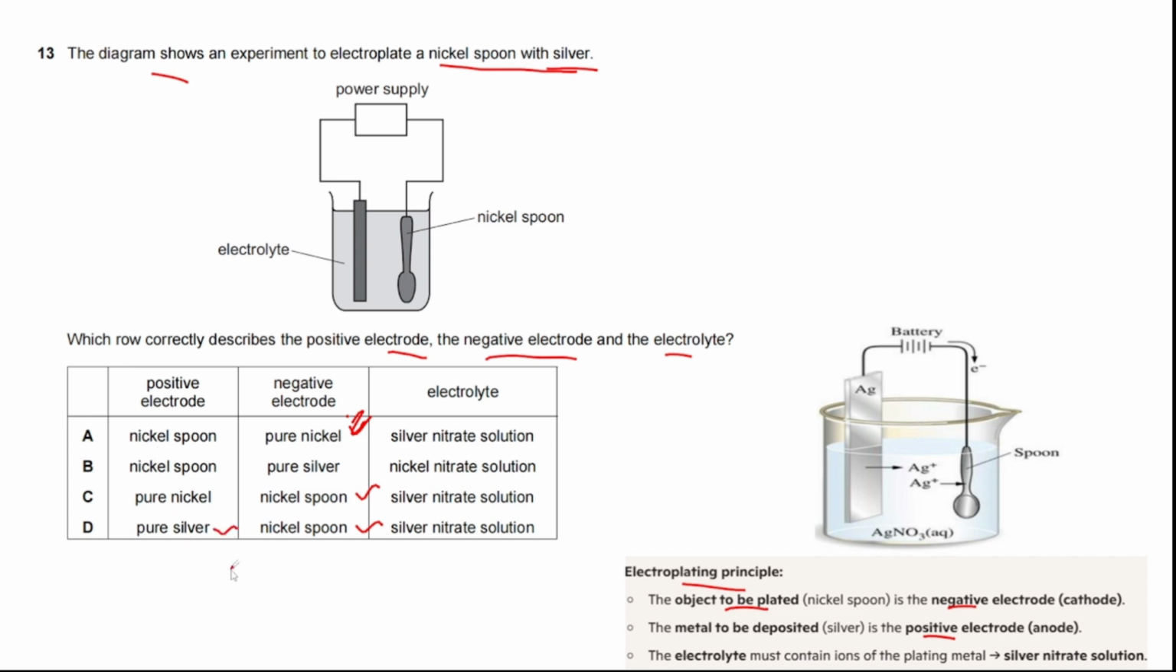So silver, the pure form, should be at the positive electrode, and the electrolyte must contain the ions of the plating material. So we are plating the silver, so you need to get some silver solution. Here nickel nitrate and silver nitrate are present, so you need to choose the silver nitrate solution. So the correct option is option D.